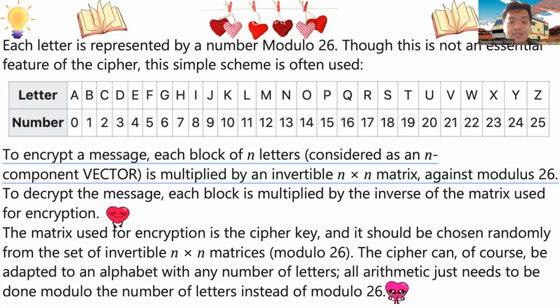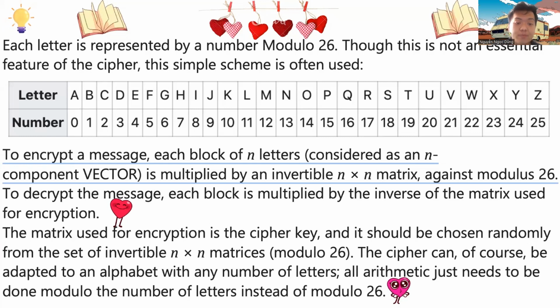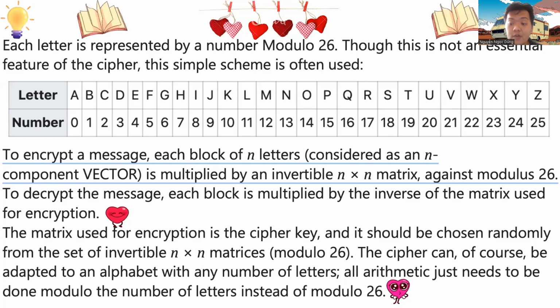To encrypt a message, a block of n letters, considered as an n-component vector, is multiplied by an invertible n×n matrix, again modulo 26. To decrypt the message, each block is multiplied by the inverse of the matrix used for encryption. The matrix used for encryption is the cipher key, and it should be chosen randomly from the set of invertible n×n matrices modulo 26. The cipher can, of course, be adapted to an alphabet with any number of letters. All arithmetic just needs to be done modulo the number of letters instead of modulo 26.